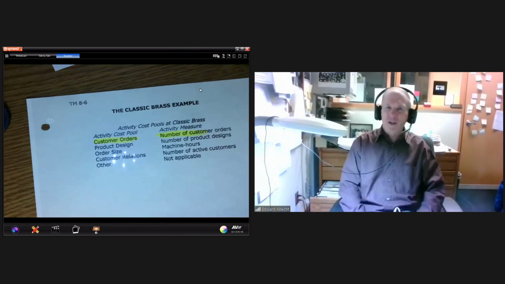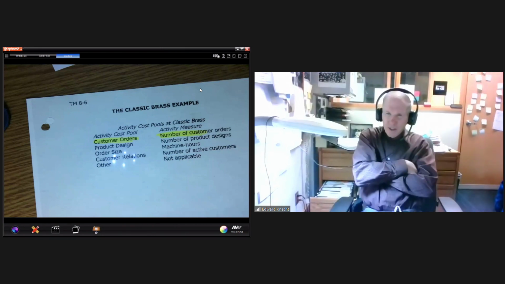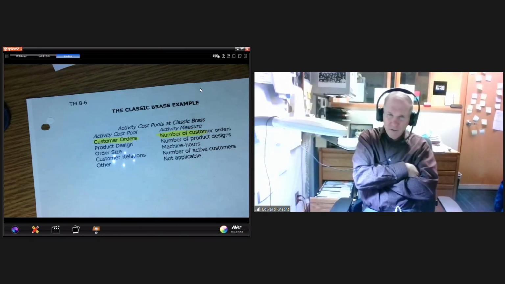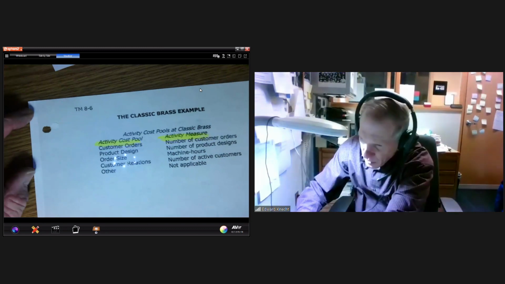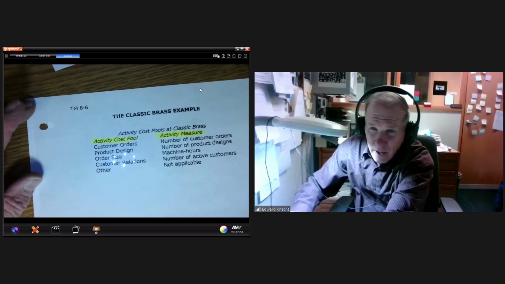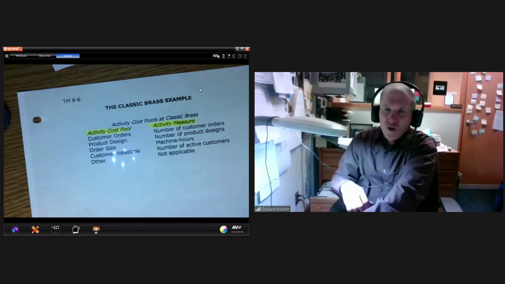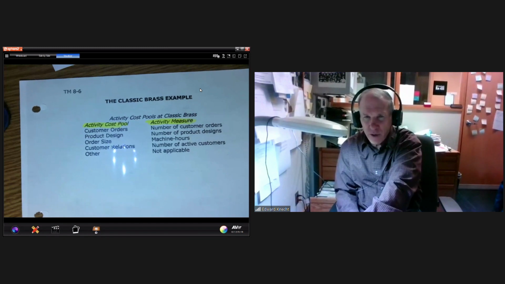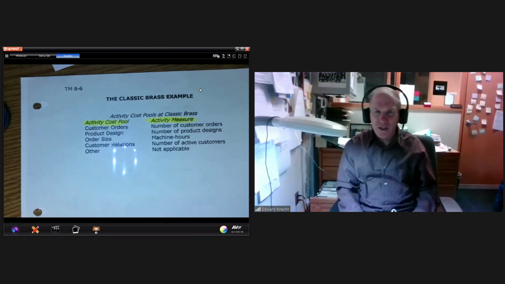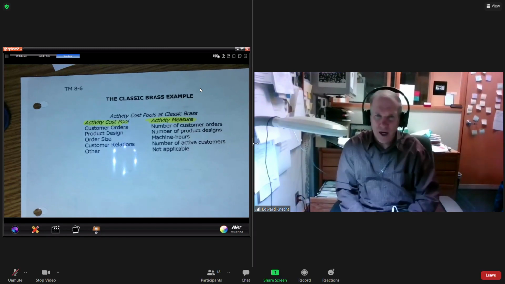So activity cost pools at Classic Brass. Our activity cost pools include customer orders, product design, order size, customer relations, and other. And I think this was supposed to be like this. Yes. Our activity measure is the number of customer orders. So that's what we're going to use as our allocation base. Number of product designs, that's what we're going to use for the product design cost pool.